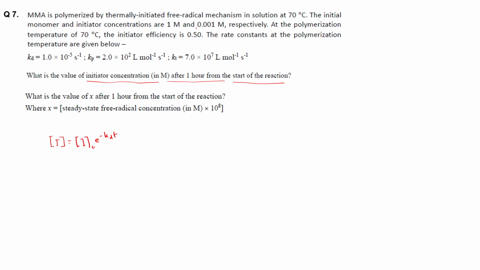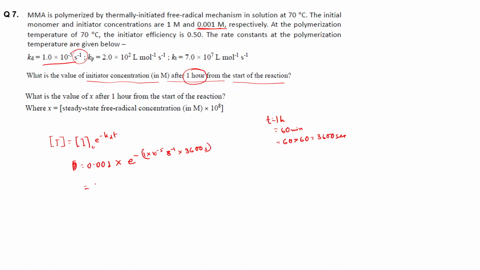The initial concentration of initiator, they already told that it is around 0.001. And the kd value is already given, 1 into 10 to the power minus 5. And you have to calculate t, but here it is in 1 hour and this is in seconds, so you have to convert this hour into seconds. t is equal to 1 hour, so 1 hour means 60 minutes, and 60 into 60, 3600 seconds.